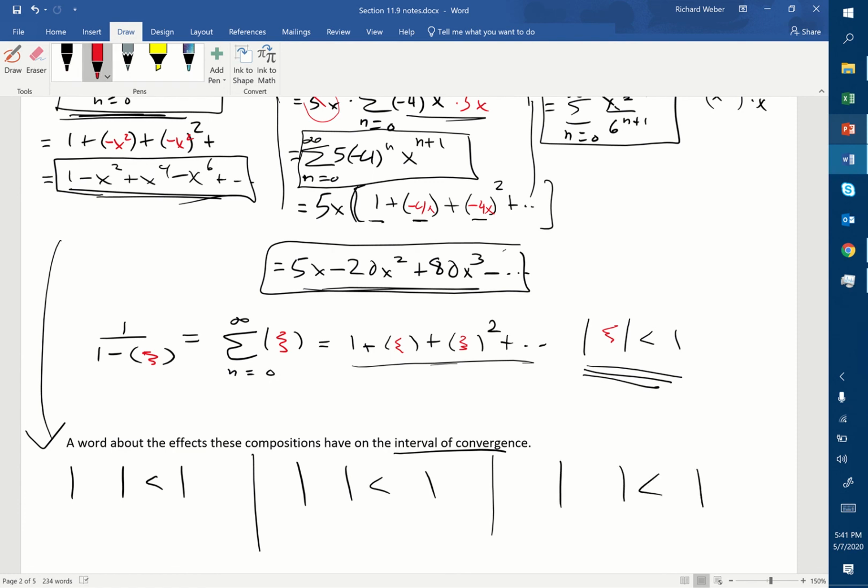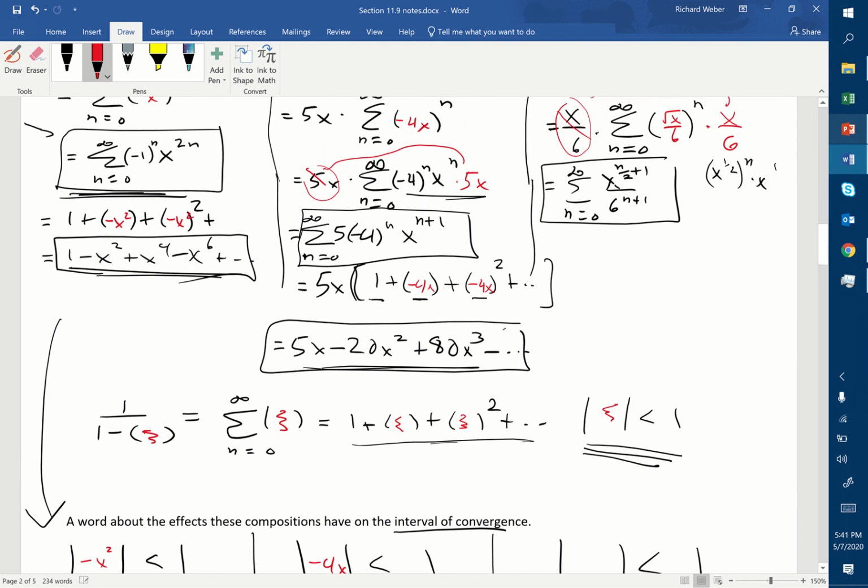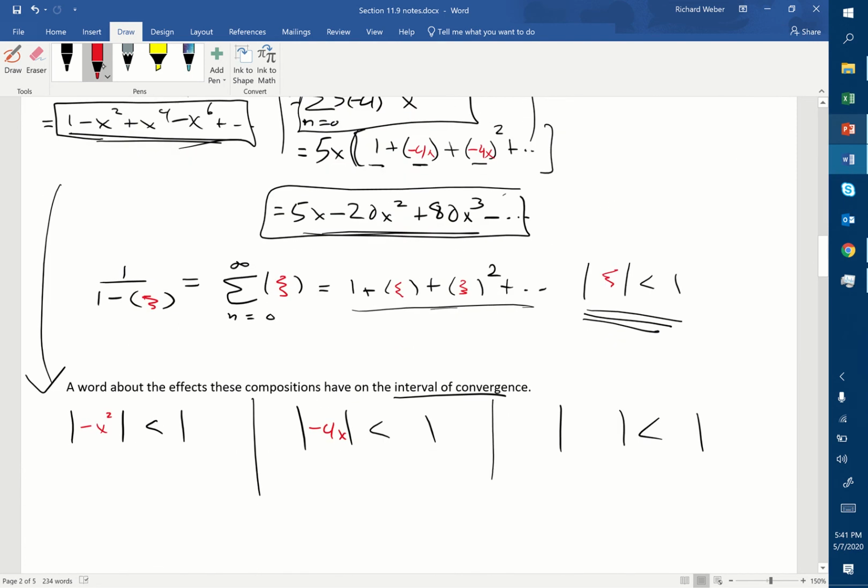In the first case, what we plugged in was minus x squared. In the second case, it was minus 4x. And in the third, what was it? Yeah, square root of x over 6. You see, that creates this constraint on x as far as converging is concerned. In the first case, I can just melt away the minus because I'm in absolute value.